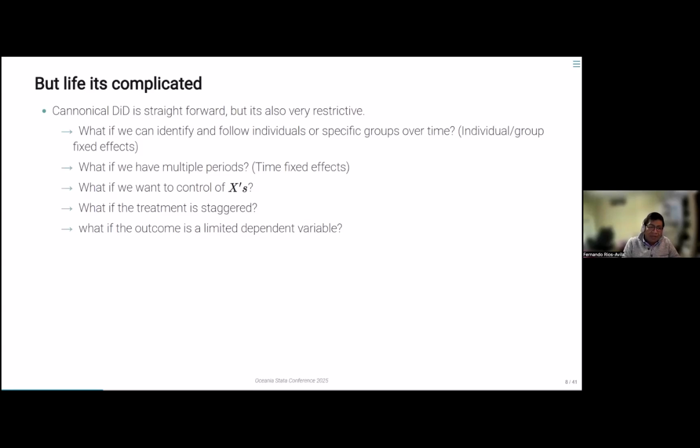and you want to make sure that your groups are similar once you control for them. Treatment could be staggered, so it's not that everybody's treated at the same time. People might be experiencing the same treatment at different points in time, and that will have an impact on how you should estimate the treatment effects. And of course, what if the outcome that you're interested in is not a limited dependent variable? So life is complicated. There has been a lot of discussion about all these questions and how to solve them.